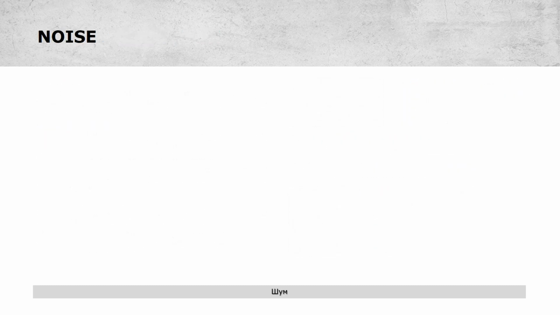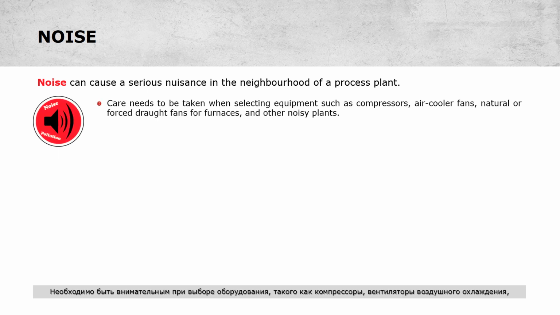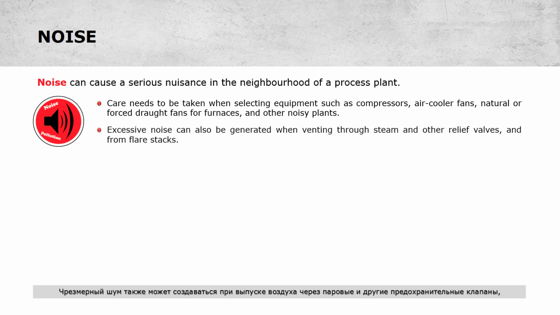Noise. Noise can cause a serious nuisance in the neighborhood of a process plant. Care needs to be taken when selecting equipment such as compressors, air cooler fans, natural or forced draft fans for furnaces, and other noisy plants. Excessive noise can also be generated when venting through steam and other relief valves, and from flare stacks.